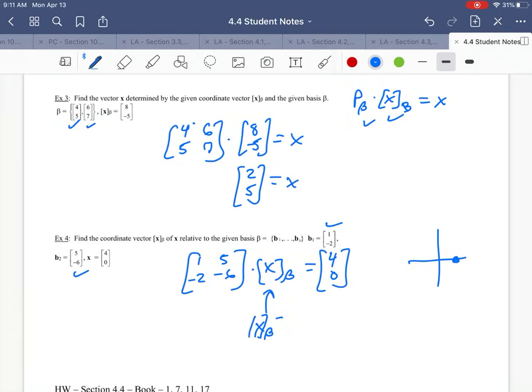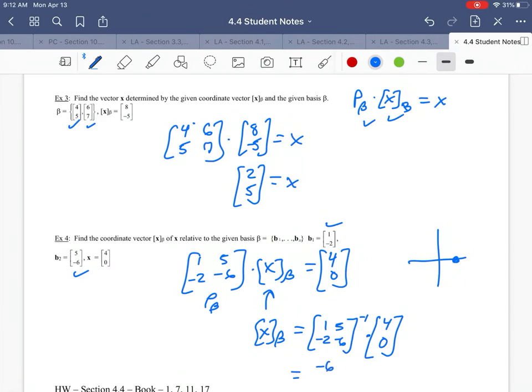So x_B would be the inverse of this P_B matrix. Remember, this is P_B, [1, 5; -2, -6], times [4, 0]. All right, and so you've seen us find the inverse a whole bunch of times, and so when you do that, I'll write it over here on the side in a minute, but you get [-6, 2] when you actually do that, or you can just use your calculator.